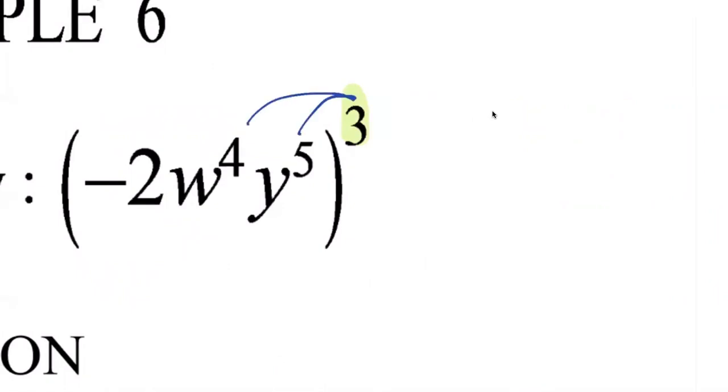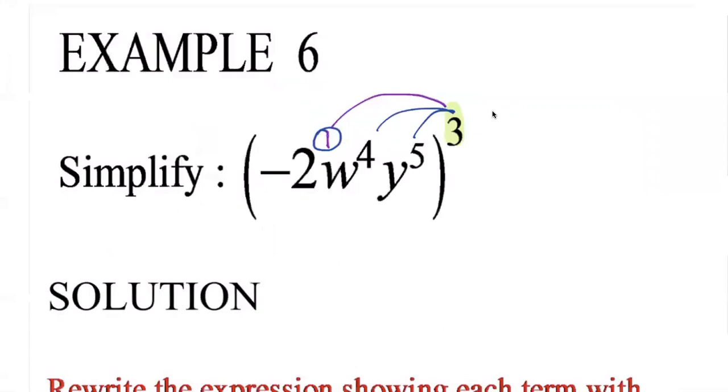Now, one of the ones that students typically forget is this guy right here. That 2, or negative 2, actually has an exponent, and his exponent is a 1. So he also is going to get multiplied by that 3. Again, that's a very common mistake, so be careful on that one. Let me show you the rest of the setup here.